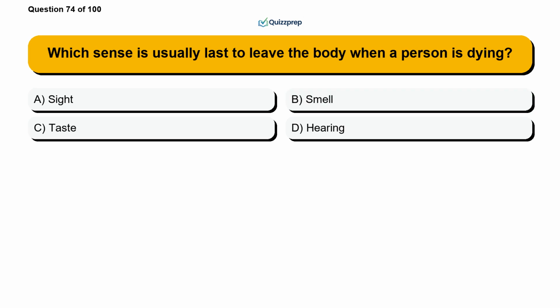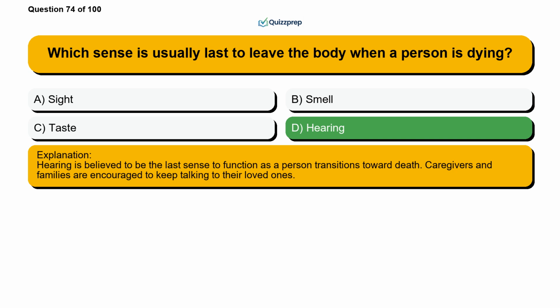Question 74. Which sense is usually last to leave the body when a person is dying? Option A, sight. Option B, smell. Option C, taste. Option D, hearing. The correct answer is option D, hearing. Hearing is believed to be the last sense to function as a person transitions toward death. Caregivers and families are encouraged to keep talking to their loved ones.